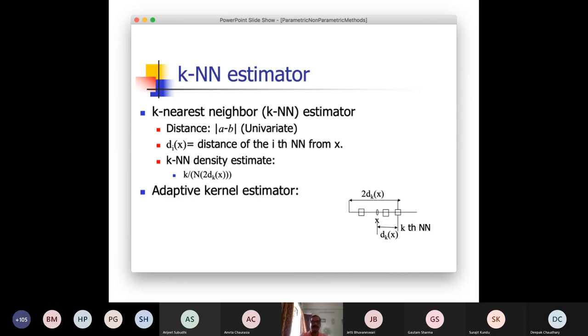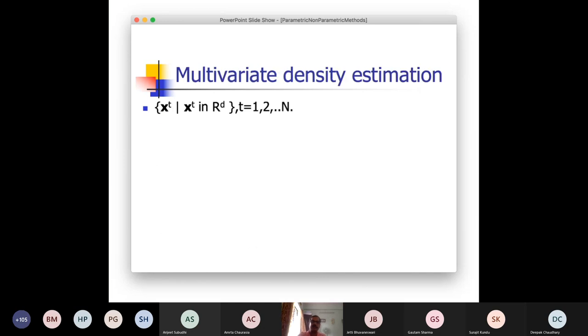And then the adaptive kernel estimator. You can use the kernel value instead of that empirical way of estimation. If you use kernel estimation, you can consider this a kernel estimate. You can see that instead of h, I am writing twice d_k(x). The rest of the things remain the same. So this is a probability estimation.